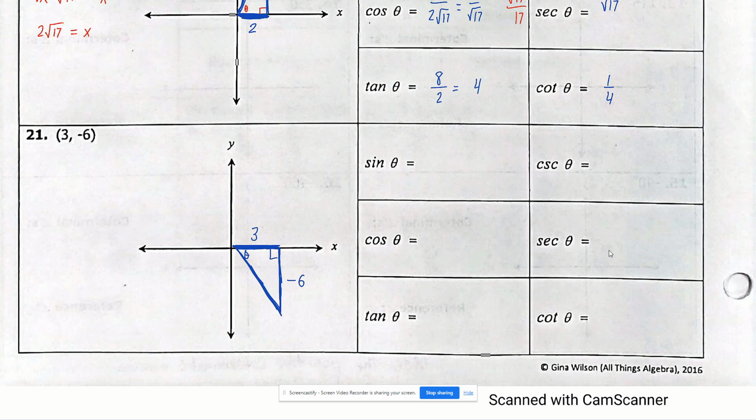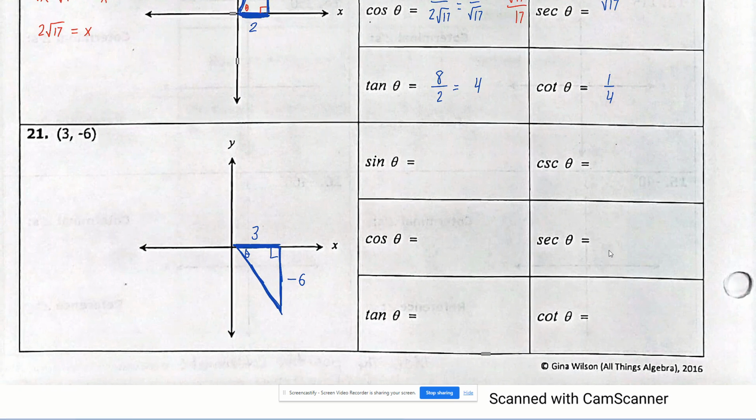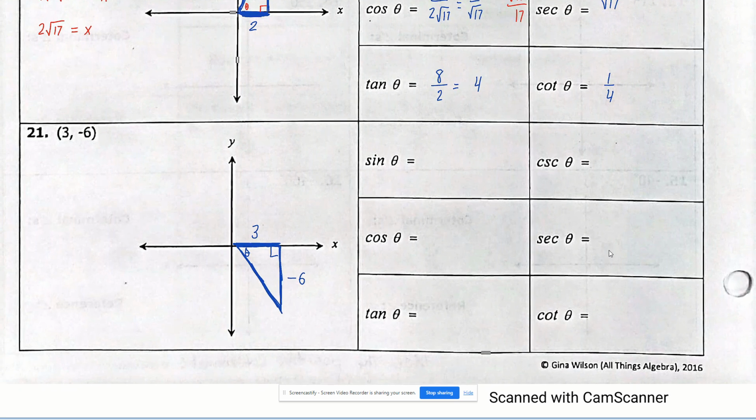Remember, all students take calculus. Only cosine should end up being positive. Now, of course, since that one was positive, secant's positive. Let's see if that's true.